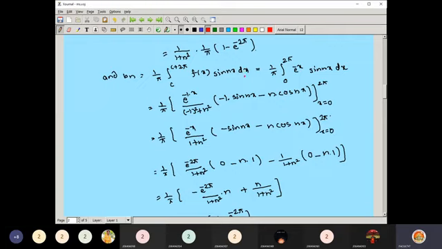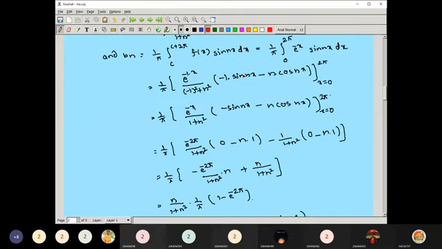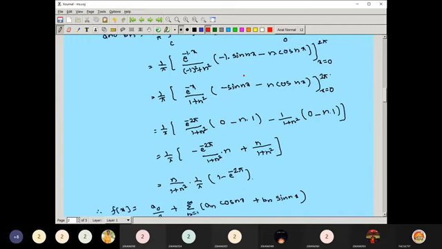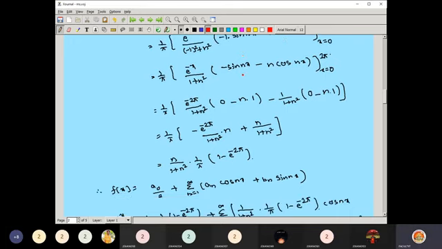Upper limit minus lower limit. cos n pi is always (-1) whole power n. If n is even it becomes 1, when odd it becomes -1. sin n pi, whether n is even or odd, is always equal to 0. The values that we get, you take and write them in the function.